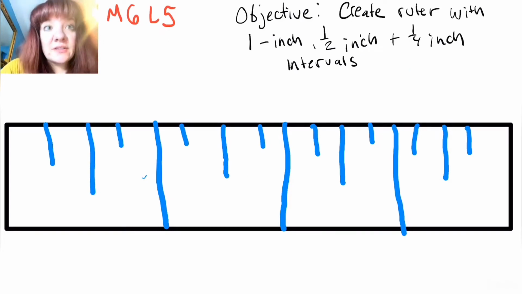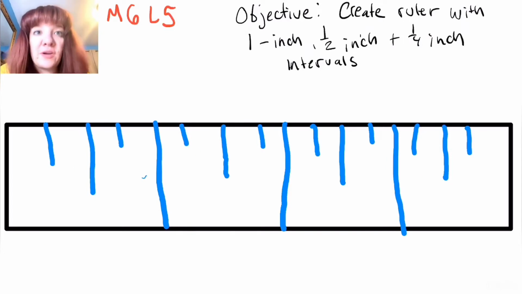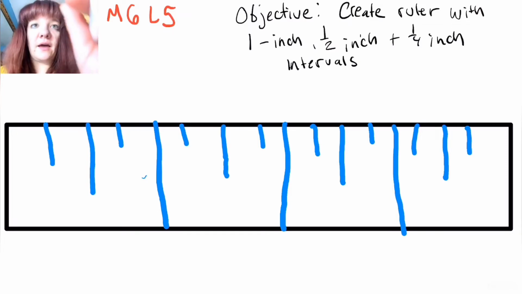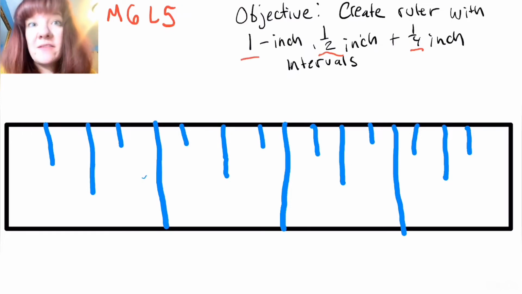So today during Zearn, for Module 6, Lesson 5, your objective is to create a ruler with 1-inch, half-inch, and 1/4-inch intervals. And then you're going to answer some questions looking at that ruler that you create. So we're going to make one together right now. So if you remember in class, when we were talking about fractions, we talked about 1/4, 1/2, and 1 inch, and we even plotted them on a number line. Here, you're just putting them on something that looks like a ruler.